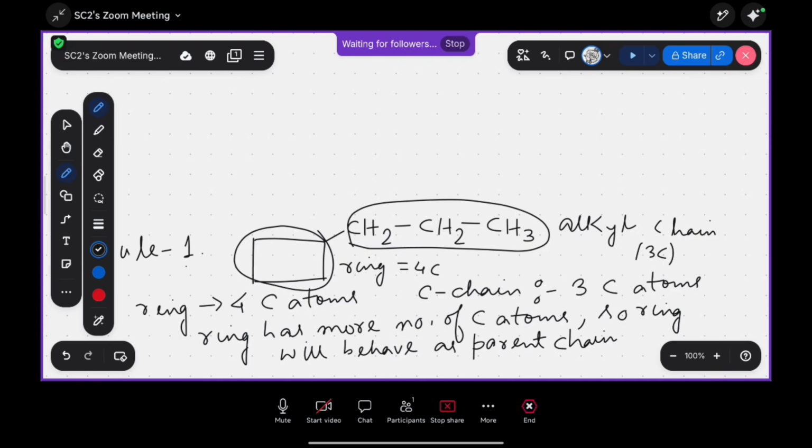that means, in the opposite way, if the ring has more carbon atoms, then the ring will be considered the parent chain. The ring will be given more priority and will behave as the parent chain. That means in this example, the cyclobutane ring is the parent chain, whereas the alkyl chain behaves as the side chain or the substituent. This is the first rule.